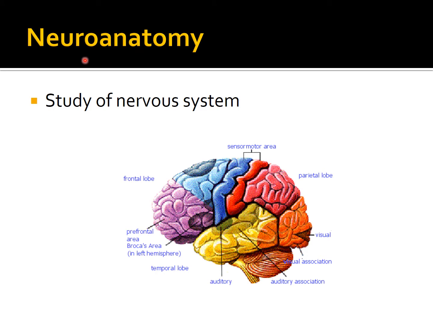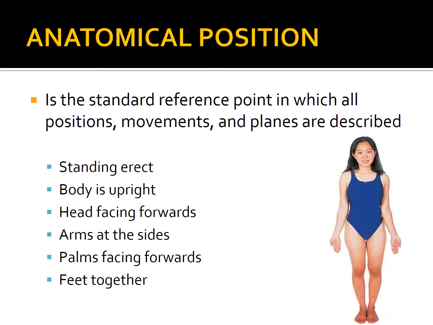Neuroanatomy. What is neuroanatomy? It is the study of the nervous system, the nerves. You know that the nervous system is composed of the brain, spinal cord, and different nerves present in our body. The study of this is called neuroanatomy. Then these are the different branches of anatomy.